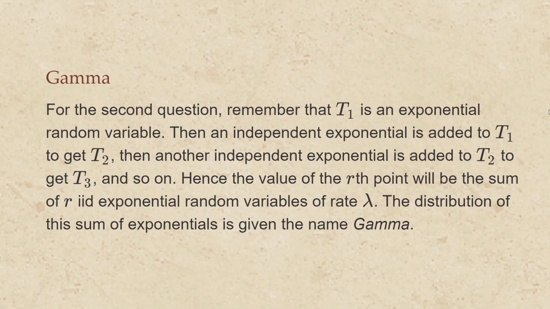For the second question, remember that t sub 1 is an exponential random variable. Then an independent exponential is added to t1 to get t2. Then another independent exponential is added to t2 to get t3, and so on. Hence, the value of the rth point will be the sum of r IID exponential random variables of rate lambda. The distribution of the sum of exponentials is given the name gamma.